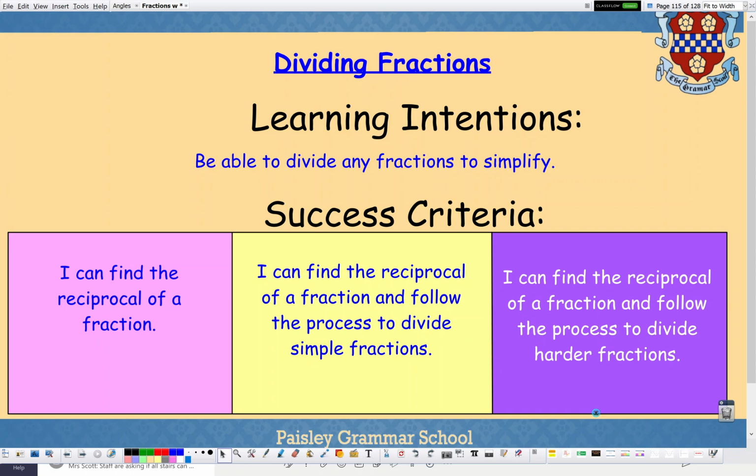Alright, so dividing fractions. The basic success criteria is to be able to divide any fractions. We're first going to look at this term in pink here that says finding the reciprocal. We're going to talk about what that is and why we need it for dividing fractions, and then use that to follow the process and do some calculations.